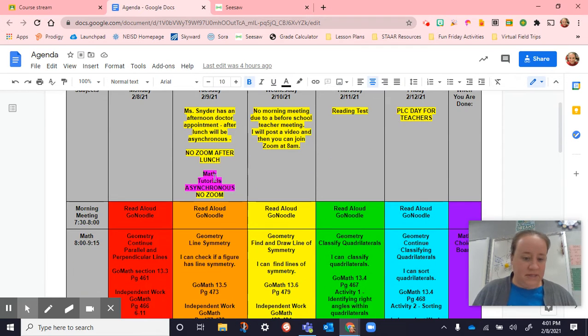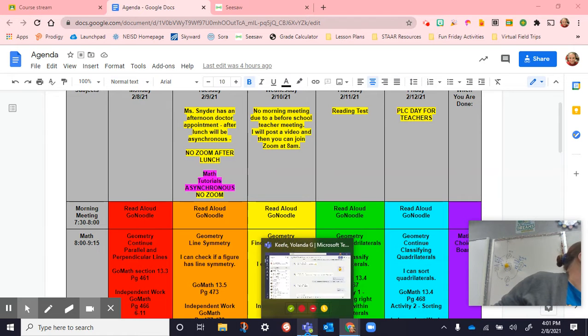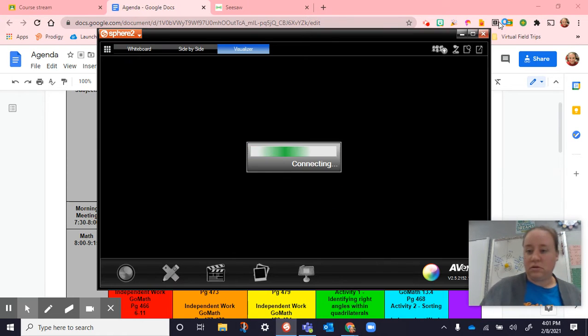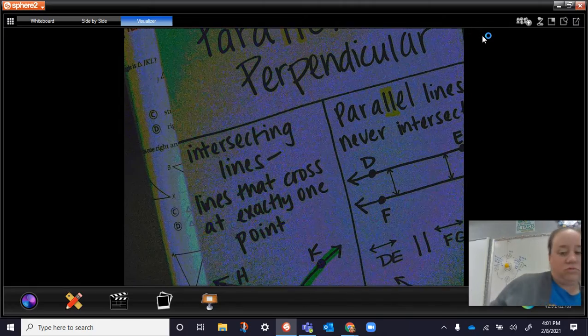All right, so today we continue talking about parallel and perpendicular lines. The first thing we did is we just went over and reviewed what that exactly means. So let me pull this up here.